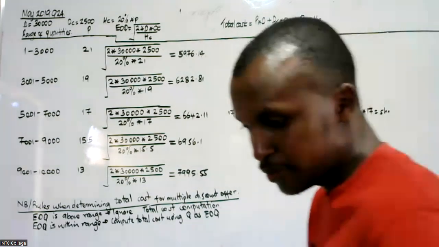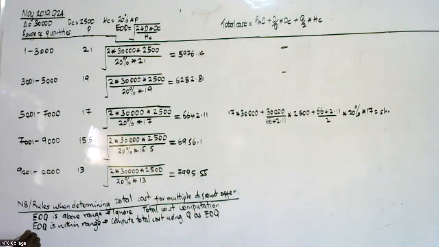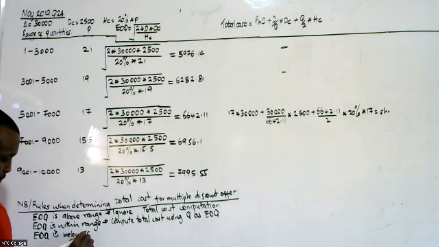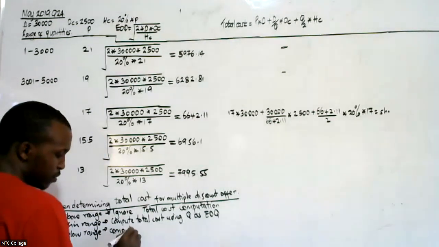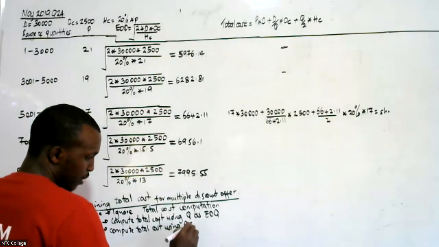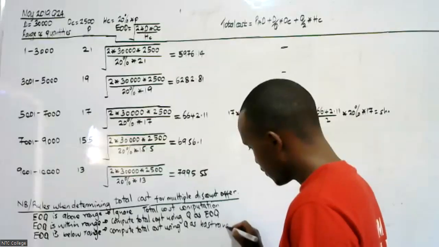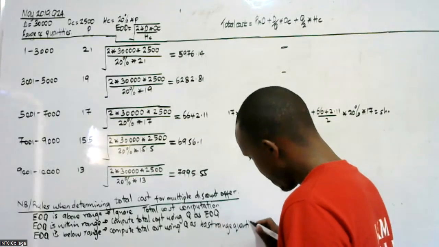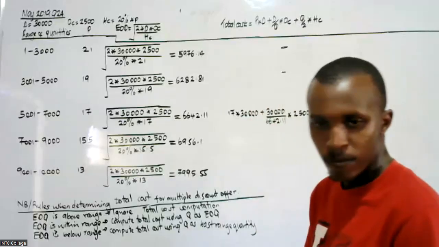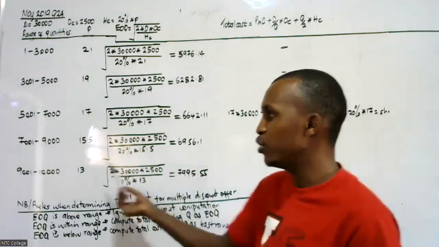Right? Now, where your EOQ calculated is below range, compute total cost using Q as the least quantity within the range, as the least range quantity. For example, here, the EOQ is below the range.